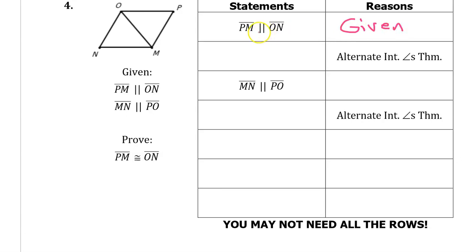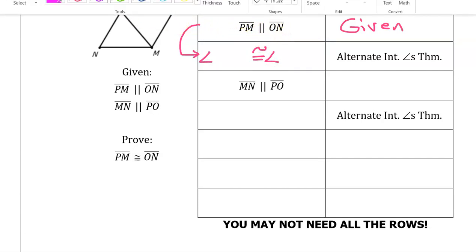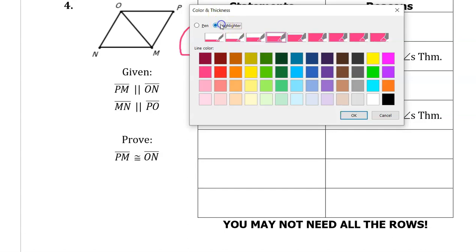But we notice that this is not a congruence statement. This is a statement of parallel. We need to turn this into a congruence statement. We have learned that parallel lines will lead to congruent angles. So we are going to turn these parallel lines into congruent angles. And we're going to do that by tracing these parallel lines. So give me a moment because I want to use my highlighter this time.